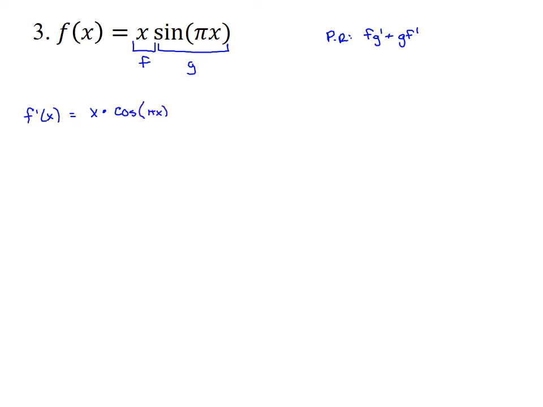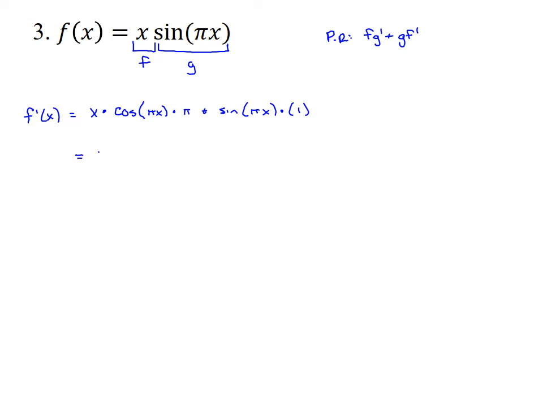Your g of x term is actually the angle, so you don't touch the angle in this case. And then you have to multiply it by the derivative of the angle, and the derivative of pi x is pi. That's it. Then continue on. Plus your g, which is sine of pi x, times the derivative of x, which is 1.